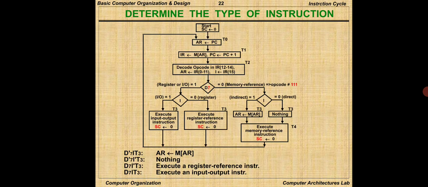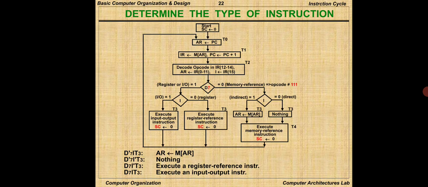Next we will see how we determine the type of instruction. At the start, the sequence counter value will be 0. Next, the sequence counter value will be incremented by 1. When it is incremented by 1, you get into the T0 state. In the T0 state, the program counter value will be moved to the address register.